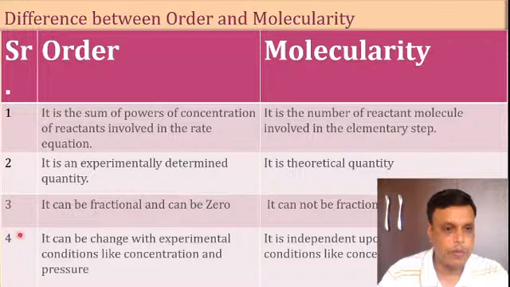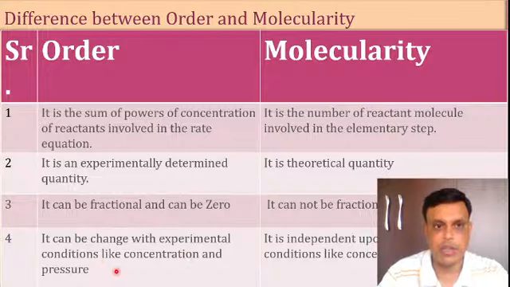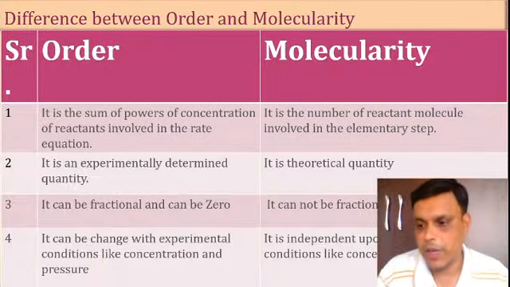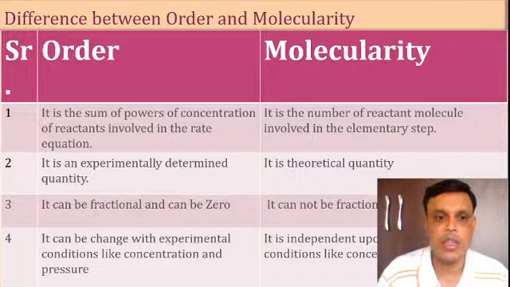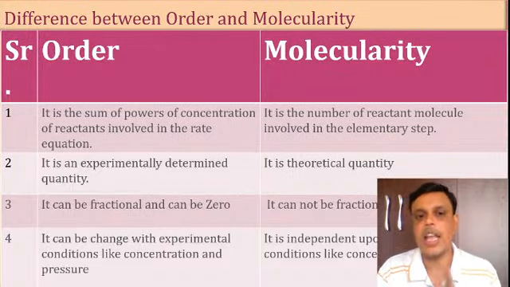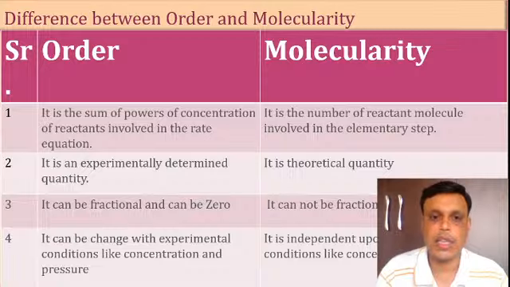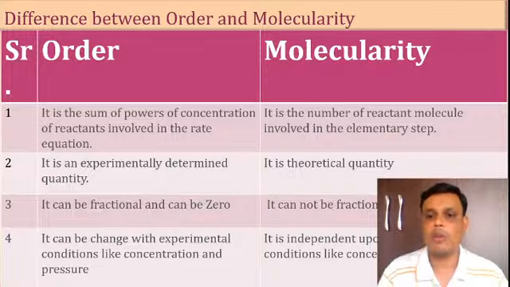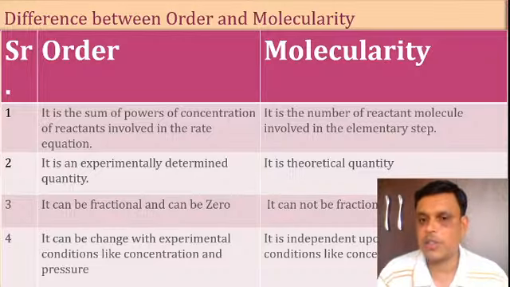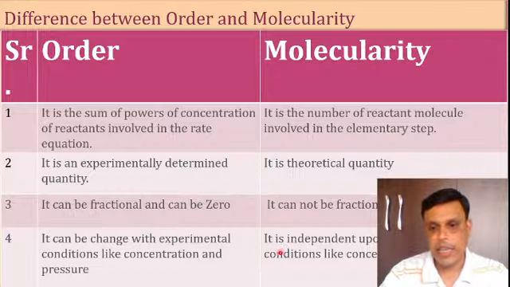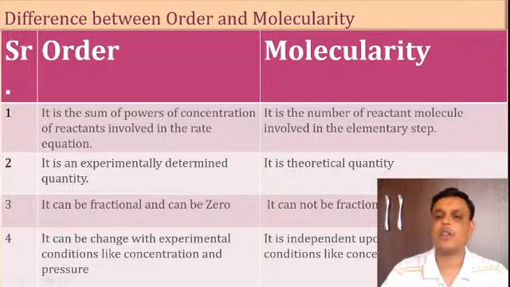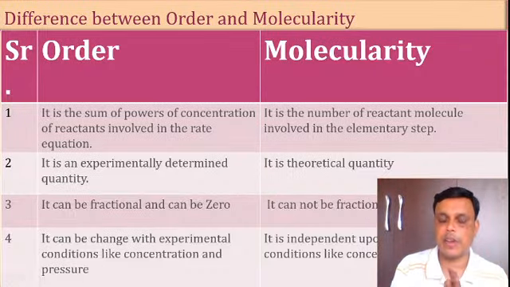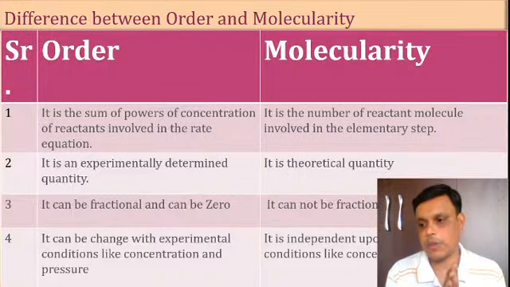Then fourth point, in case of order, it can be changed with experimental conditions like concentration and pressure. Please remember this. The concentration of the reactant and the pressure of the reactants can change the order of reaction, while molecularity does not change with the experimental conditions. It is independent of experimental conditions like concentration and pressure. Order of reaction changes with experimental condition. Molecularity does not change with experimental condition.